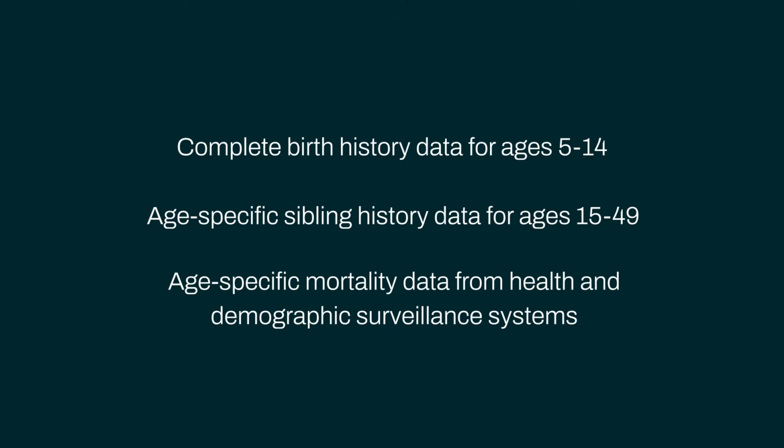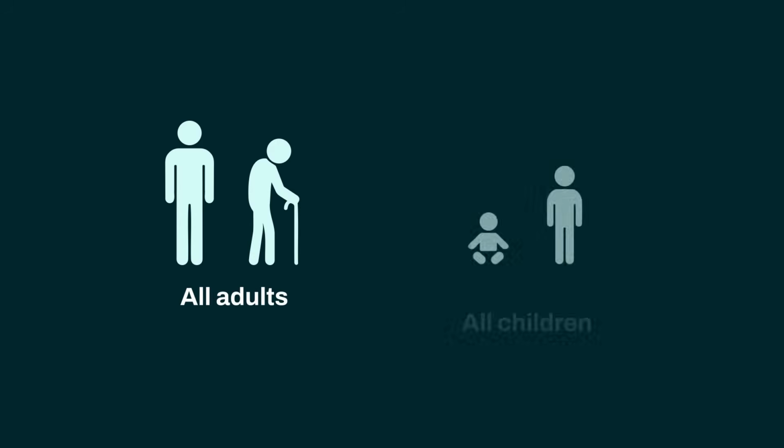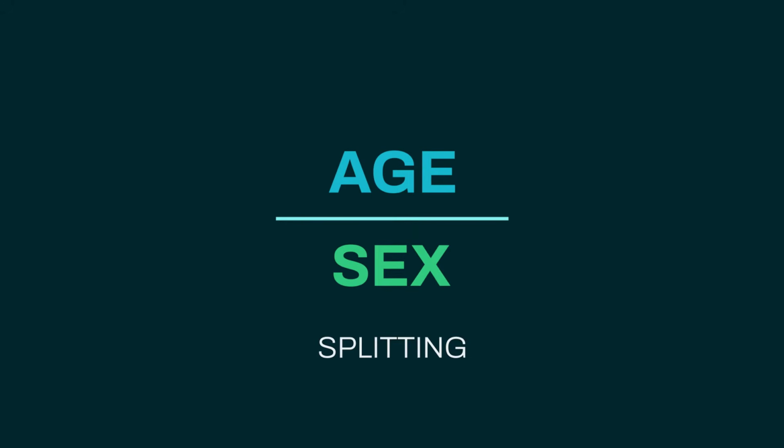Then we split the data into GBD age groups. Often, data comes in broad age and sex groups, for example, all adults or all children, which is not sufficiently detailed. We use the method of age-sex splitting to break data into males and females, and into 25 GBD age groups, ranging from early neonatal to 95 years and older.